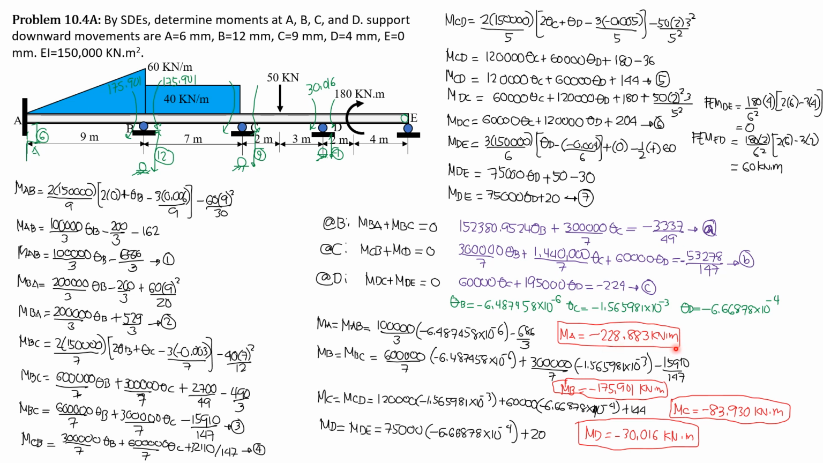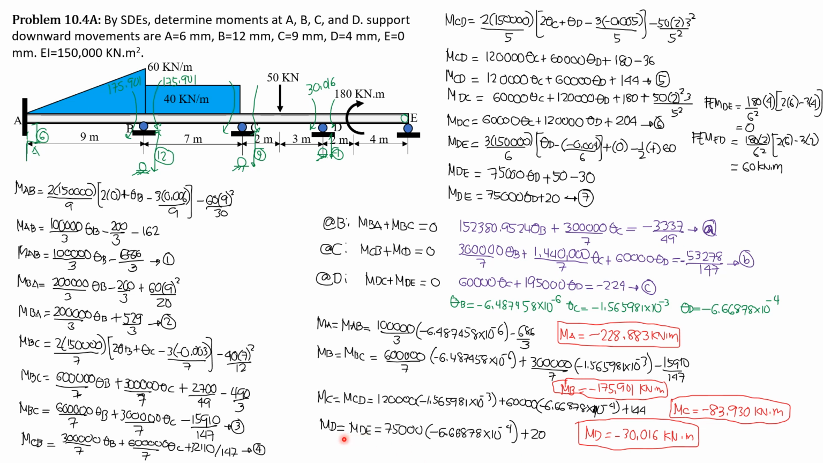So that checks. Moment B is moment BC. So we substitute into equation 3, 600,000 over 7 theta B plus 300,000 over 7 theta C minus 15910 over 147. We obtain the same value of negative 175.901 kilonewton meter. Then MC is MCD, substitute in equation 5, 120,000 theta C plus 60,000 theta D, then plus 144, so we get negative 83.930 kilonewton meter, just like in the three moment equations.